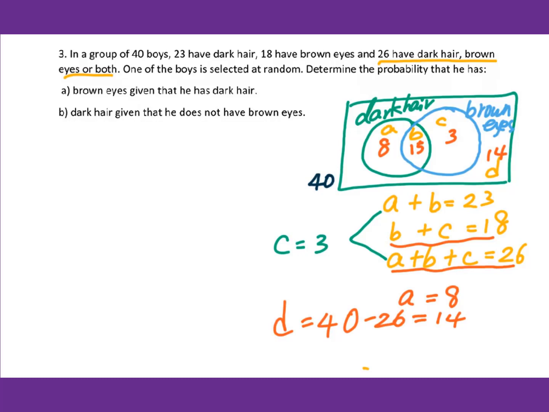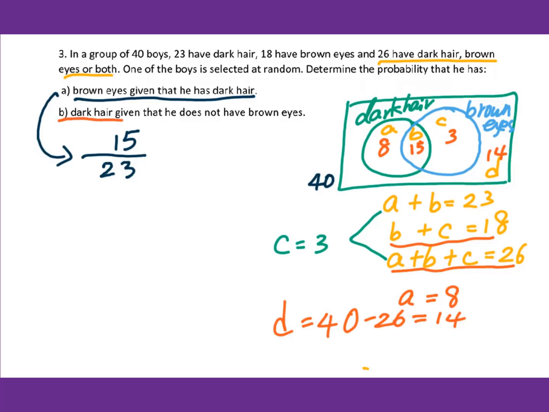Let's go to A. Brown eyes, given that he has dark hair. Dark hair, it will be the total, over dark hair. How many is dark hair altogether? It's 23. Among 23, how many students have brown eyes? It will be 15. Therefore, for A it will be 15 over 23.